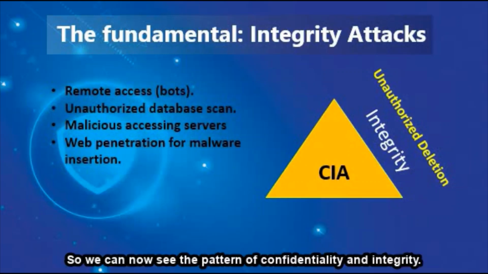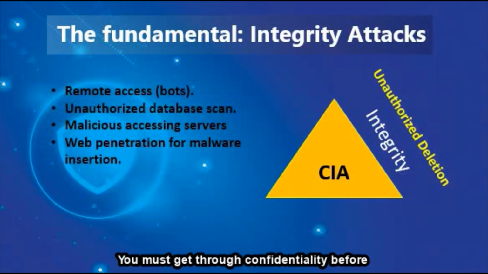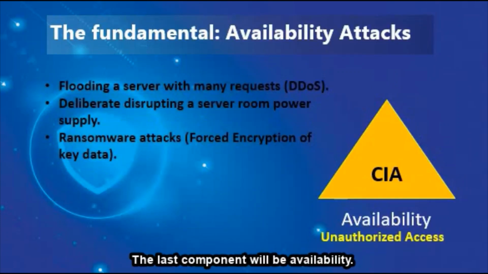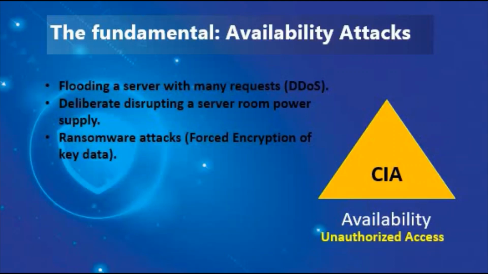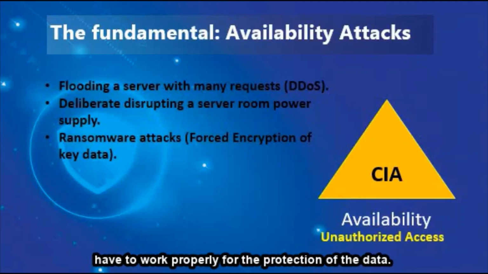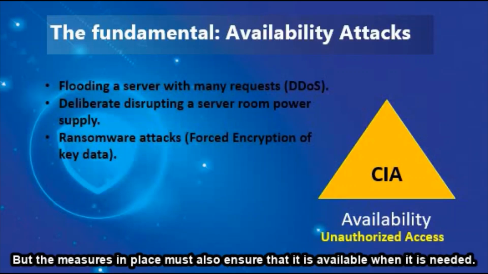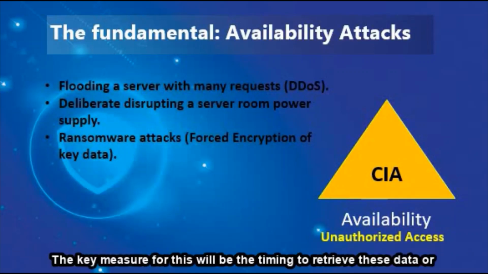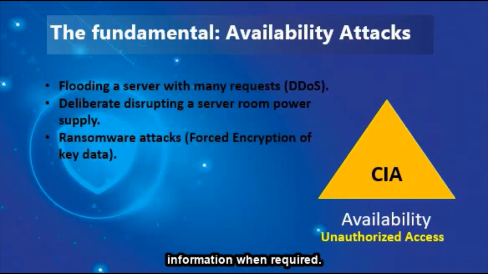So we can now see the patterns of confidentiality and integrity. You must get through confidentiality before you can touch on integrity. The last component will be availability. Authentication mechanisms, access control, and other systems have to work properly for the protection of the data. But the measures in place must also ensure that it is available when it's needed. The key measure for this will be the timing to retrieve this data or information when required.